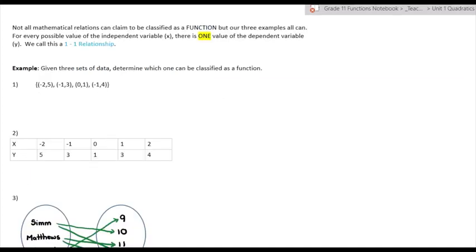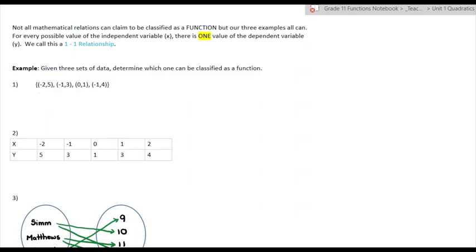Now, not all mathematical relations can claim to be classified as a function, but our three examples that we looked at all can. For every possible value of the independent variable x, there must be one value of the dependent variable y. So we call this a one-to-one relationship for x.